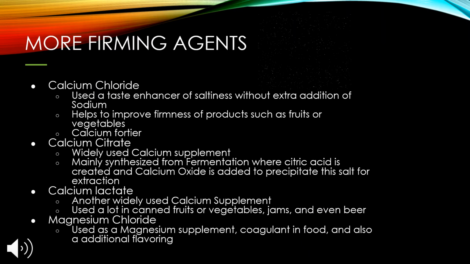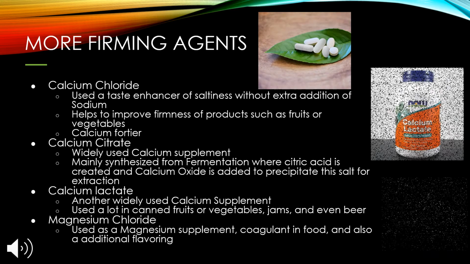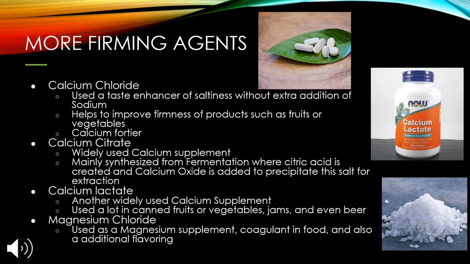Some other firming agents used, such as calcium chloride, are used for a taste enhancer of saltiness without an actual extra addition of sodium. It helps to improve the firmness of products such as fruits or vegetables, and it is a calcium fortifier. The same also goes for calcium citrate. It is widely used as a calcium supplement, and it's synthesized from fermentation where citric acid is created and calcium oxide is added to precipitate this salt for extraction.